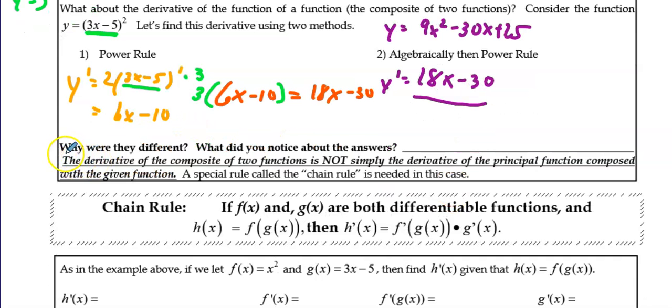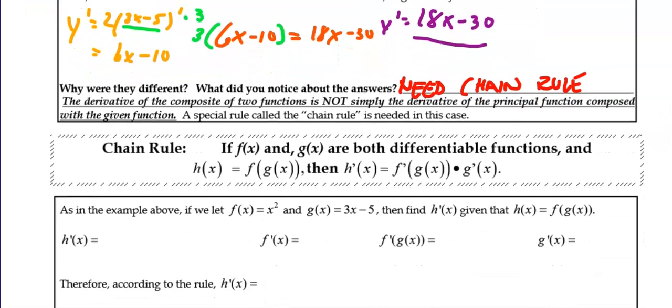So we asked the question, why were they different? What did you notice about the answers? We realized that we need to multiply this expression by 3 to get our answer here. So we need the chain rule, right? We need to employ the chain rule, and that's exactly what we will do for the rest of the problems. Everything that we've done so far, ladies and gentlemen, has just been where our derivative has been 1. So that's why we haven't noticed that our answers are a little bit wrong.